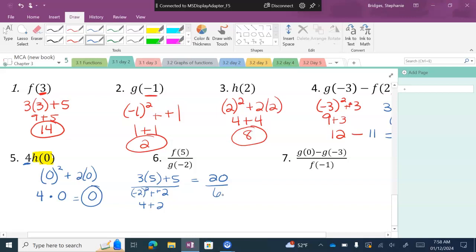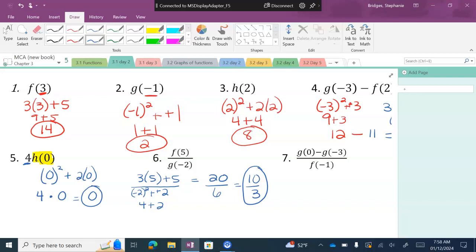Does 6 divide evenly into 20? No. So I'm going to leave it as a fraction. However, if that fraction can reduce, I need to reduce it. What can 20 and 6 both divide by? 2. So that's going to give me 10 over 3. Is everybody okay with that one?